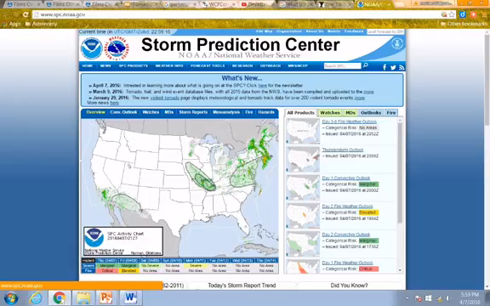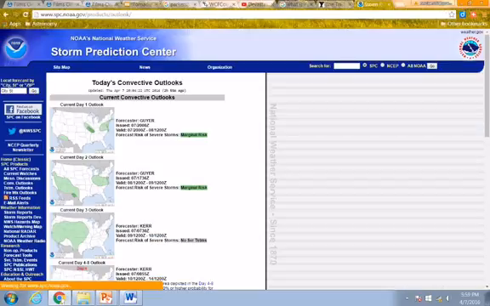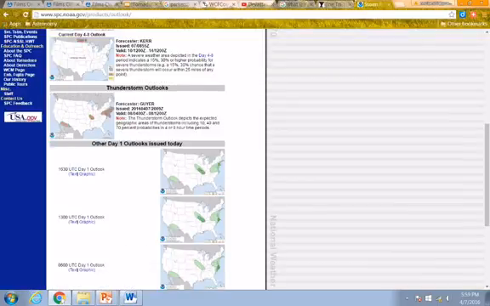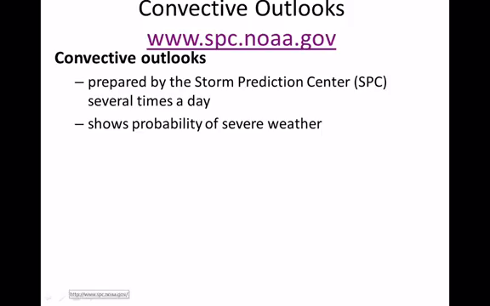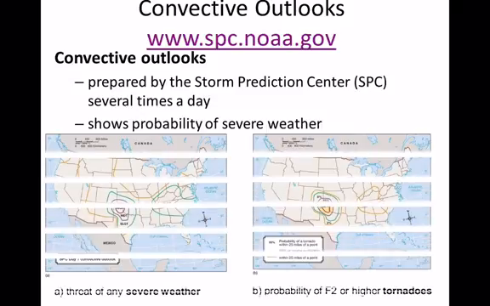So, for instance, I'll go to convective outlook. You've probably heard these before. It has day 1, day 2, day 3, and it goes out like that, which can be helpful. Let's go back to the notes. Okay, so those are convective outlooks.